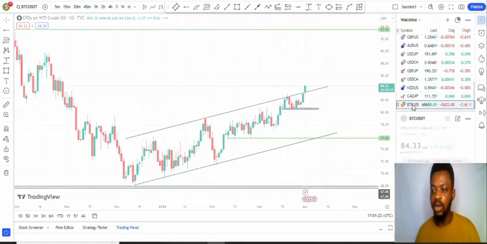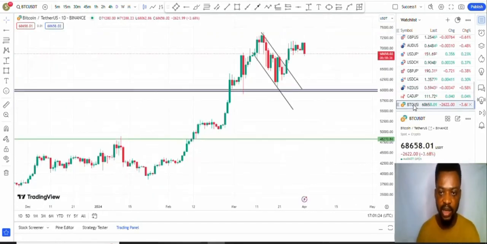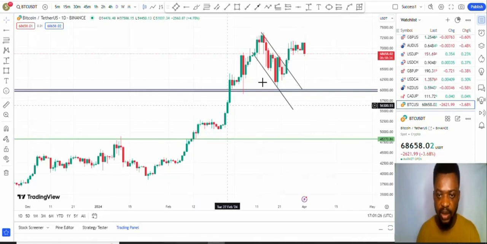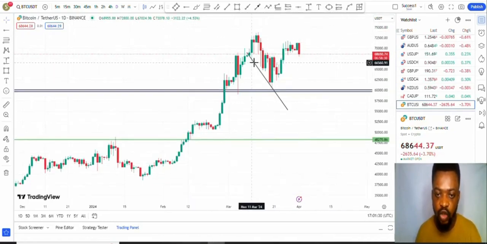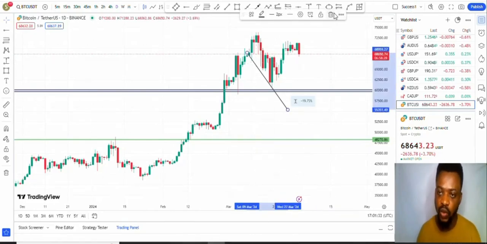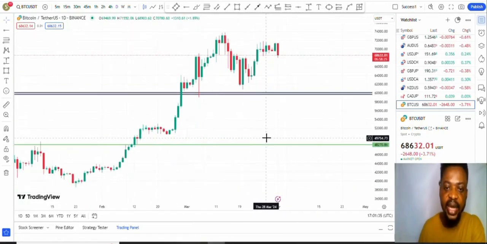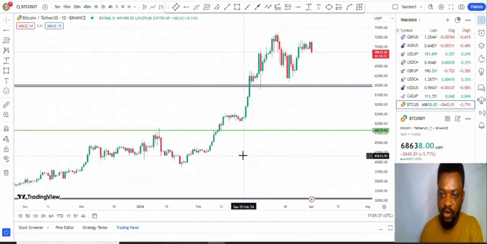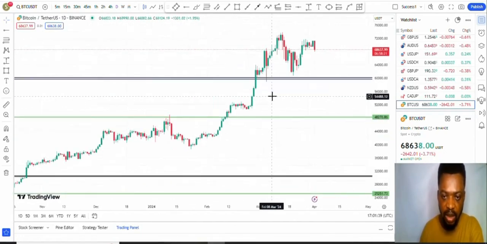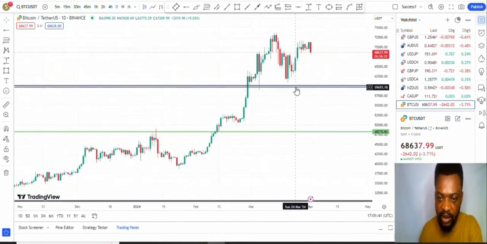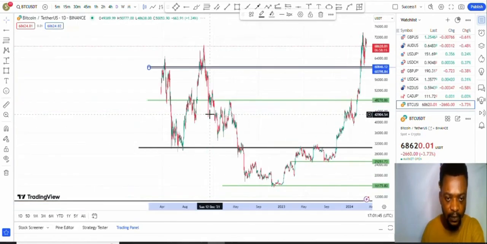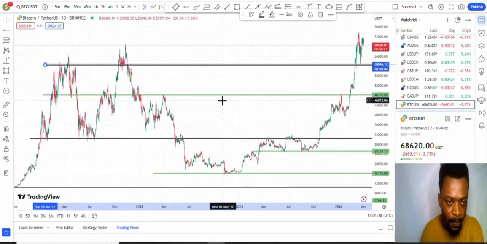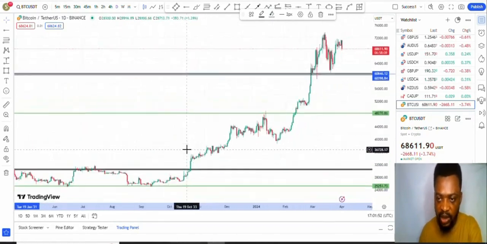So the king of them all is BTC. Okay, BTC. I think it's less than 25 or 27 days to the BTC halving, and it is expected for us to see some of these kinds of movements.